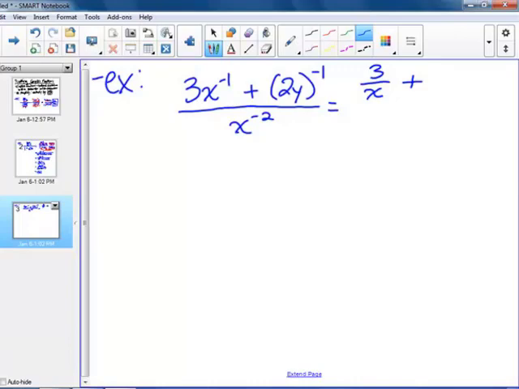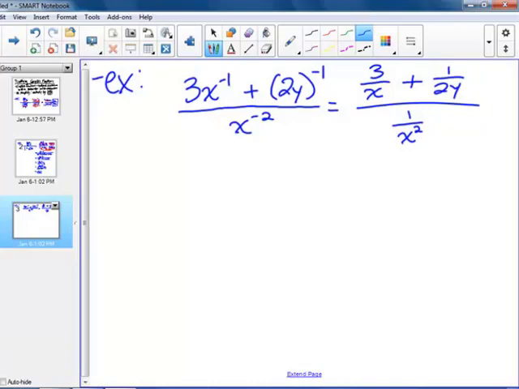Now the next one, notice the 2y is in parentheses. That's also to the negative 1. So this whole thing goes to the bottom. 1 over 2y. And then on the bottom, now this is going to be 1 over x to the positive second. Okay, so right now all I did is I rewrote my negative exponents, brought them down into the denominator to make them a positive exponent.